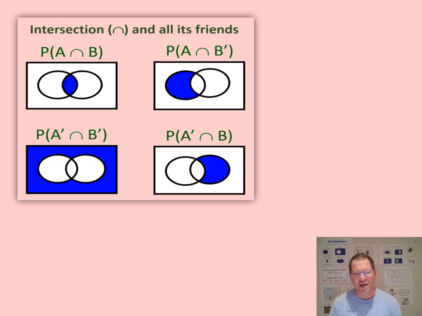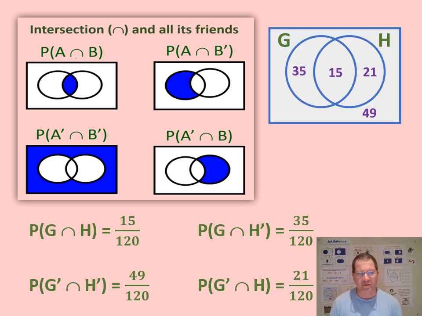For the top right, A intersection not B, it's the bit that's in A but not in B. Bottom right, it's the bit that's in B but not in A. And bottom left, it's the bit that's in neither A nor B, i.e. everything else.